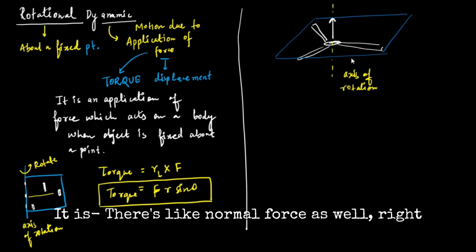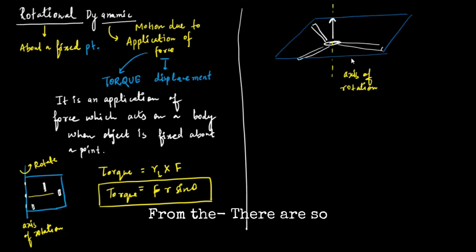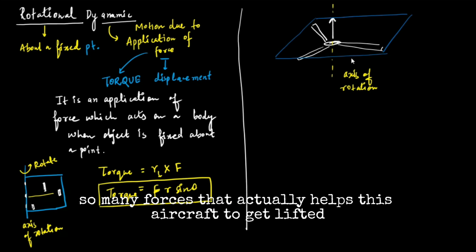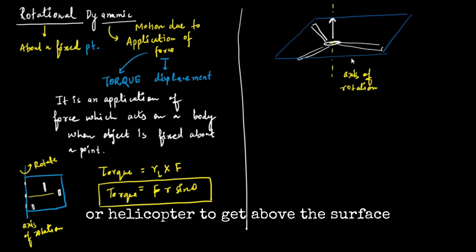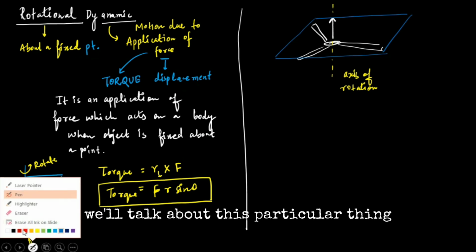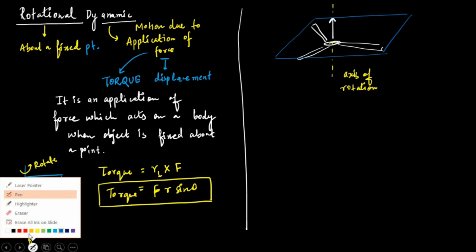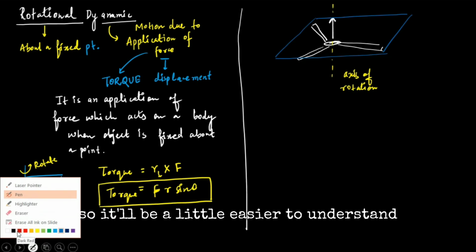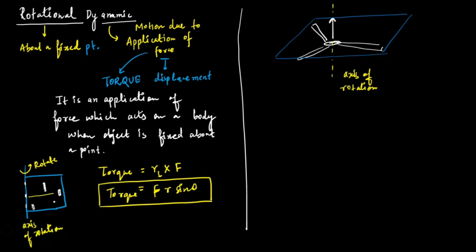Oh yeah, so there's normal force as well, right? From the air. There are so many forces that actually help this aircraft, or helicopter, get above the surface. We'll talk about this particular thing later. As of now, let us just stick to torque. Let us take those examples where only torque is acting, so it will be a little easier to understand what torque is.